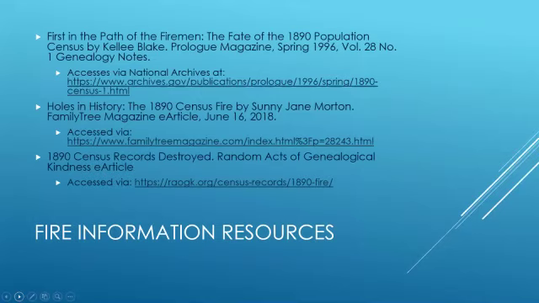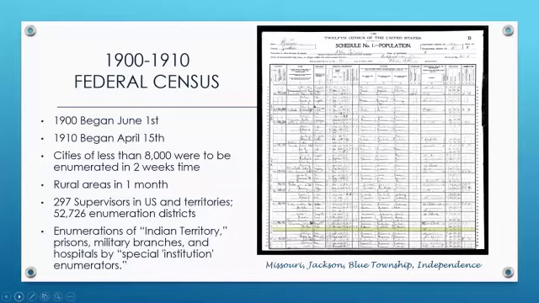Holes in History, this is from Family Tree Magazine. I love Family Tree Magazine. They're a hoot, a wonderful resource for family researchers. And then the website Random Acts of Genealogical Kindness has a nice little article about the 1890 census records being destroyed. So if you would like more information about the fire, I would definitely visit those resources.